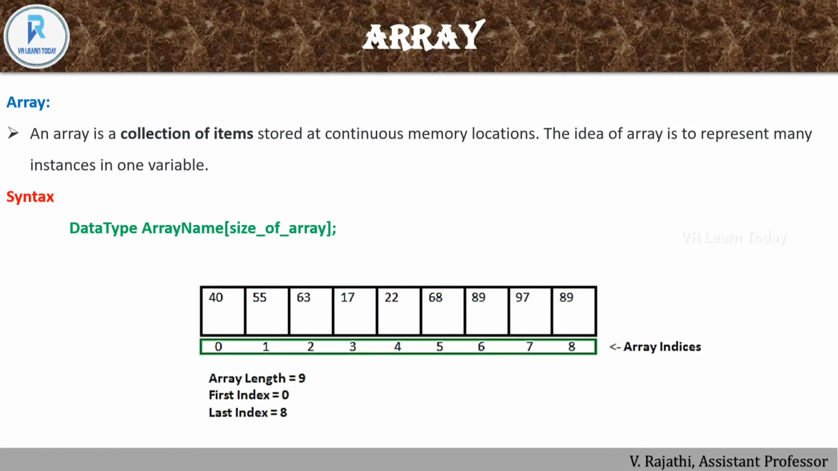And next, array. An array is a collection of items stored at contiguous memory locations, and the idea of an array is to represent many instances in one variable. And the syntax is nothing but first the data type and array name, and inside the square brackets we have to mention the size of the array. And we have to know one thing: array index starts from 0. So see, here 40 is the first element of the array, and the array index is 0. So the first index is 0 and the last index is 8. So the total length of the array is 9.